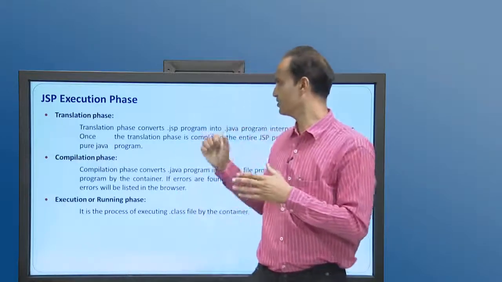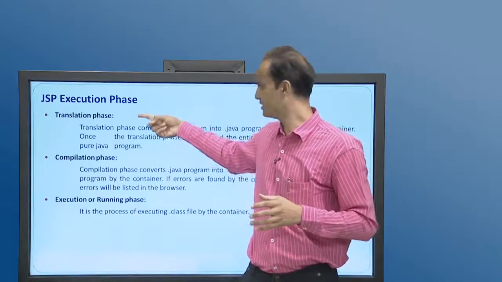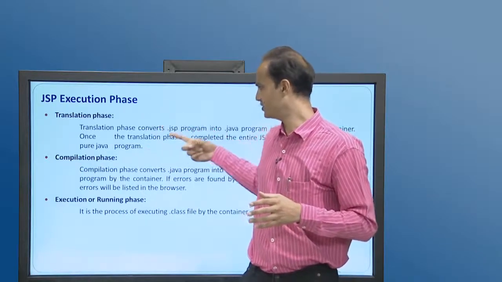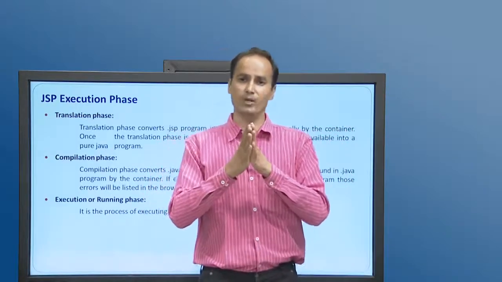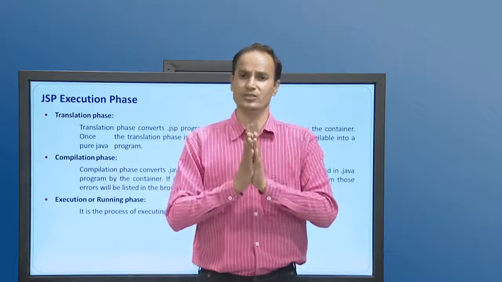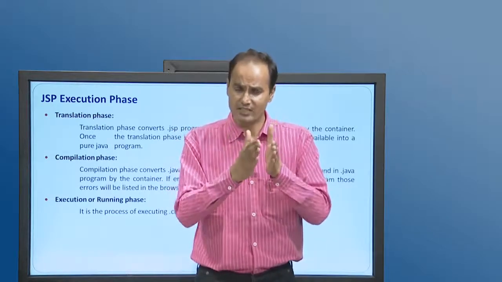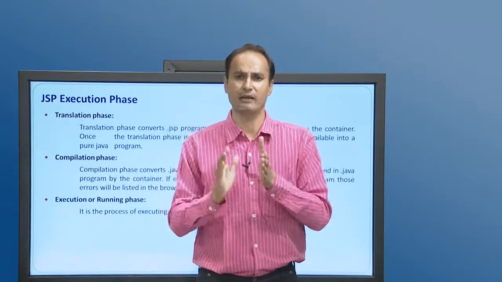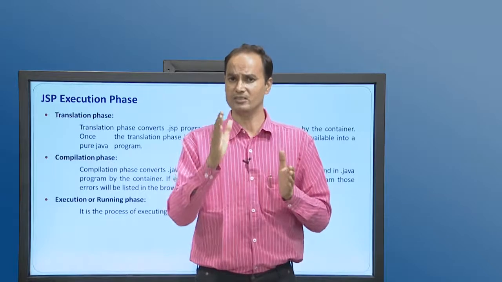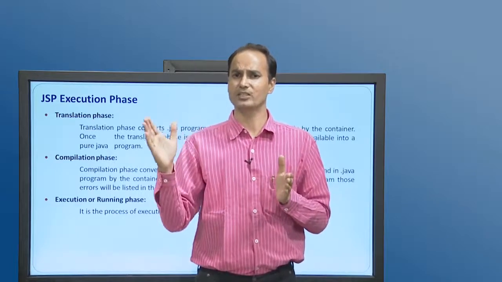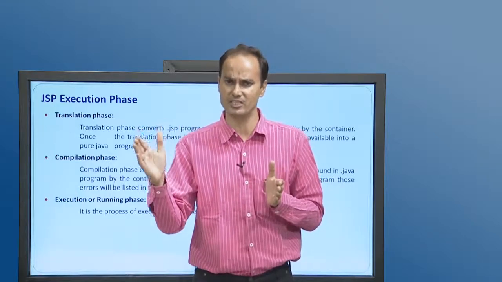Now JSP execution comes in three stages. One is the translation phase, the second one is the compilation phase, and the third one is the execution or running phase. Now we will discuss them one by one. What is the translation phase? Translation phase starts from the initial request submission from the client. Suppose a client fires a request for this JSP page, or a JSP page fires a request to another JSP page.